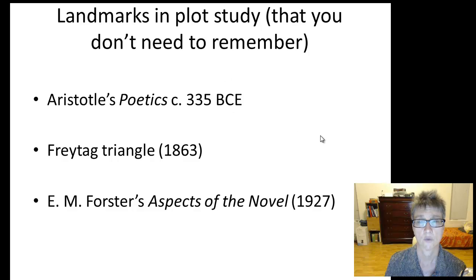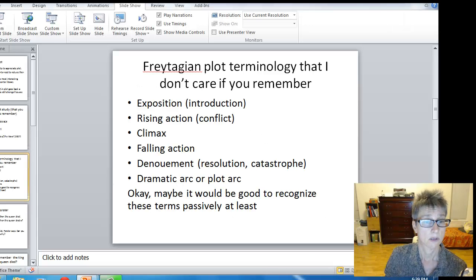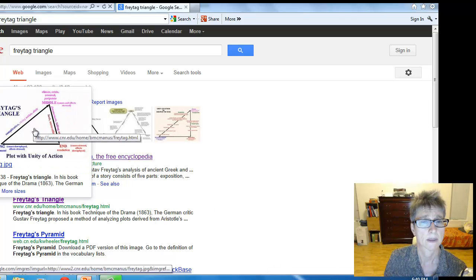Okay, Freytag, we had the sneak preview on him. I don't care if you remember all of the technical terminology that goes along with the Freytag triangle. It would probably be helpful if you could have at least a passive recognition on these terms so that you'll know when other people use them what they're talking about. And let's go back to the pictures of the Freytag triangle.